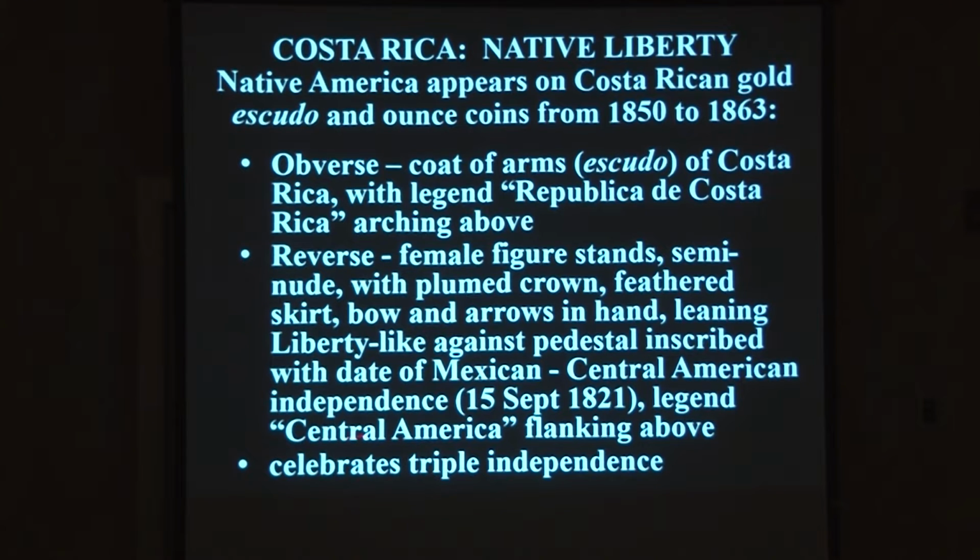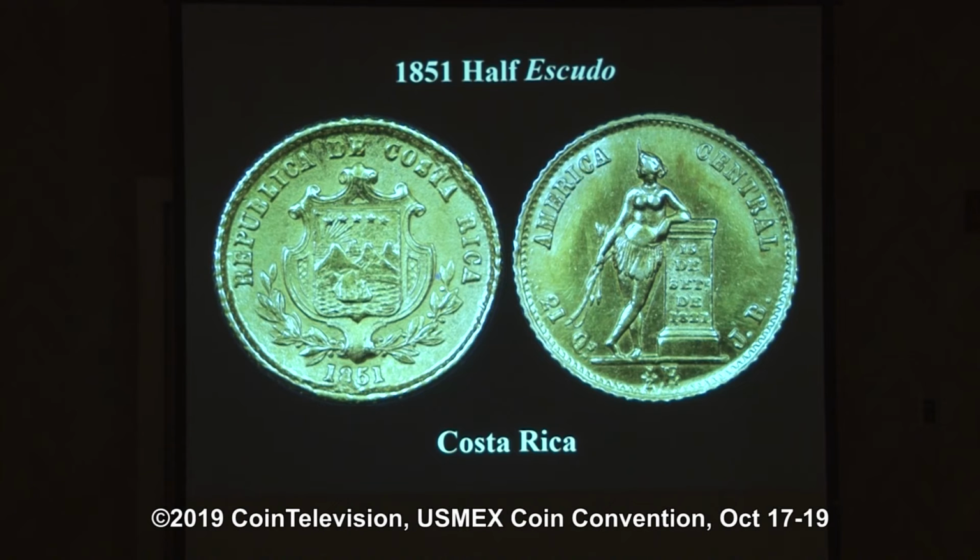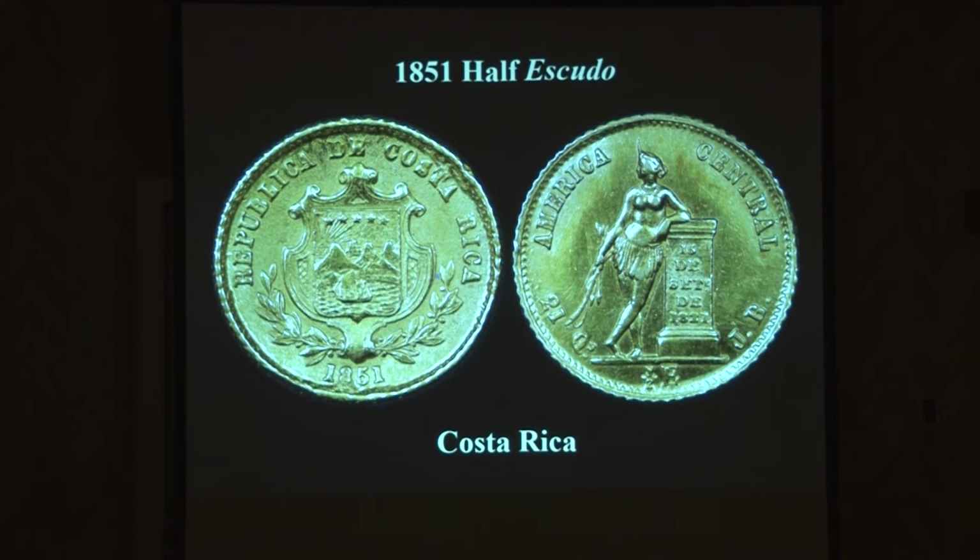In a lot of ways, it celebrates the triple independence of Costa Rica. It commemorates the initial independence from Spain, but it's issued when Costa Rica manifests its independence from Central America. Here is the gold version of the coin on the half escudo. You can see the escudo or shield of Costa Rica here on the left, and on the right we've got Central America, and there's our figure.